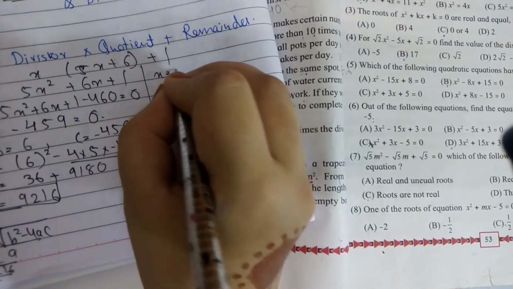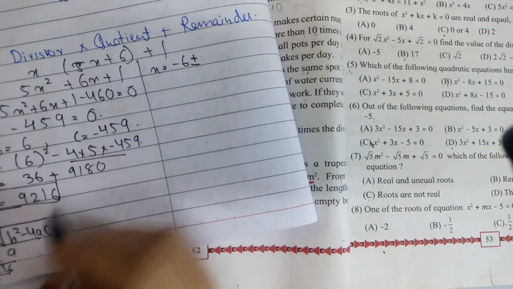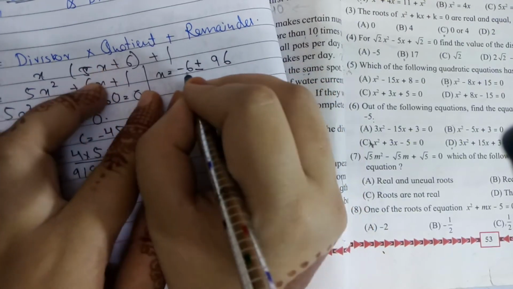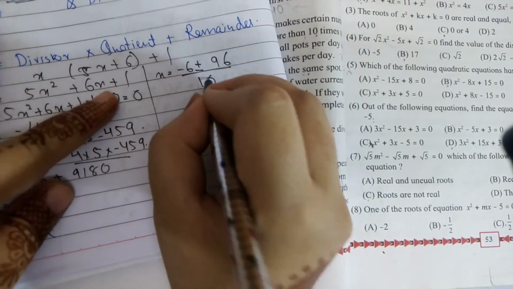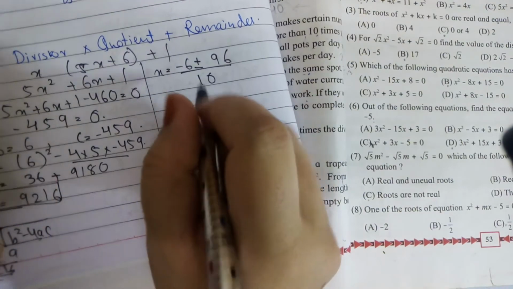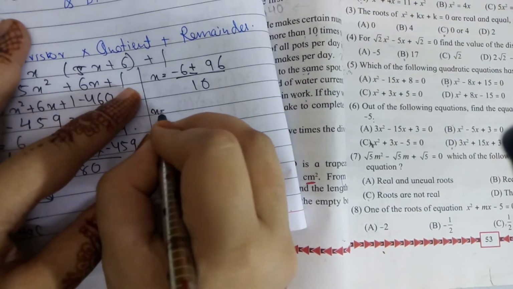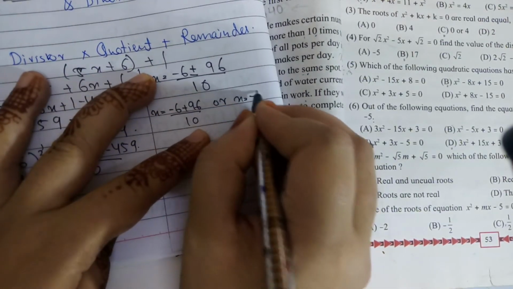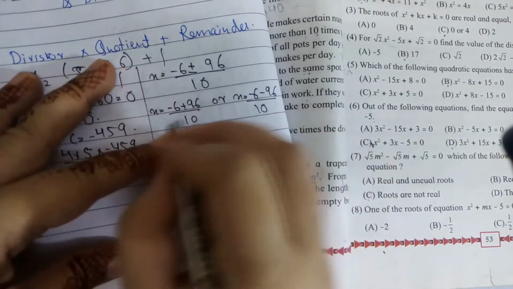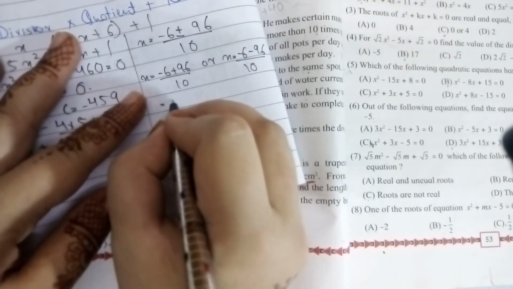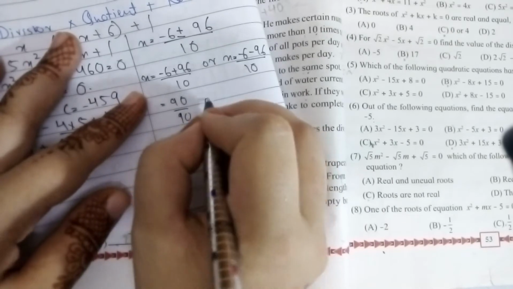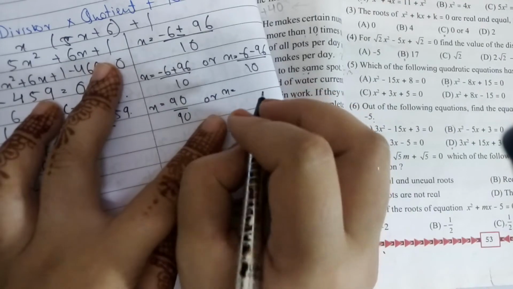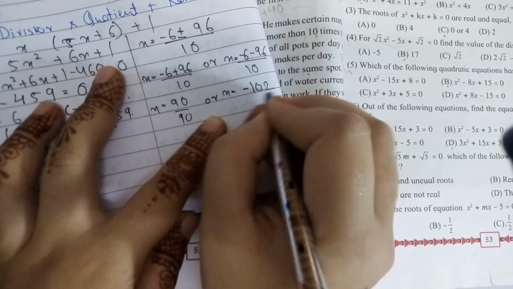This will be x is equal to minus 6 plus minus, now the square root of 9216 is 96. So we will write here 96 and 2 fives are 10. Okay, so we will write first plus then minus. So x is equal to minus 6 plus 96 divided by 10, or x is equal to minus 6 minus 96 divided by 10. So 96 minus 6 is 90 divided by 10, or for this term, 6 and 96 make minus 102 divided by 10.